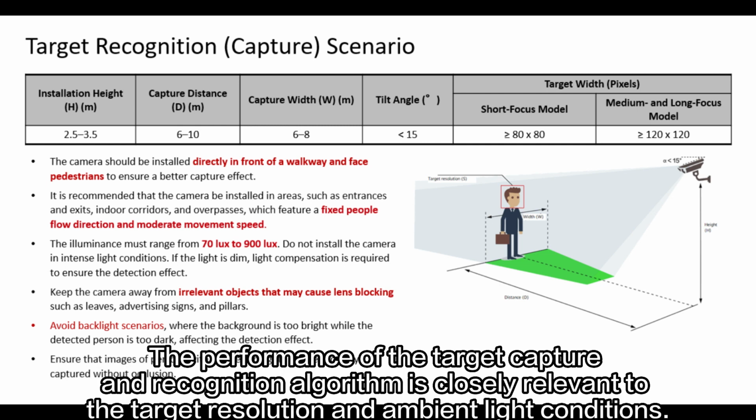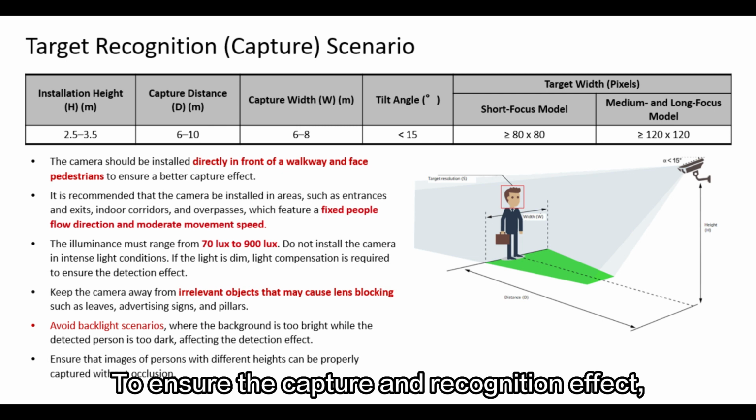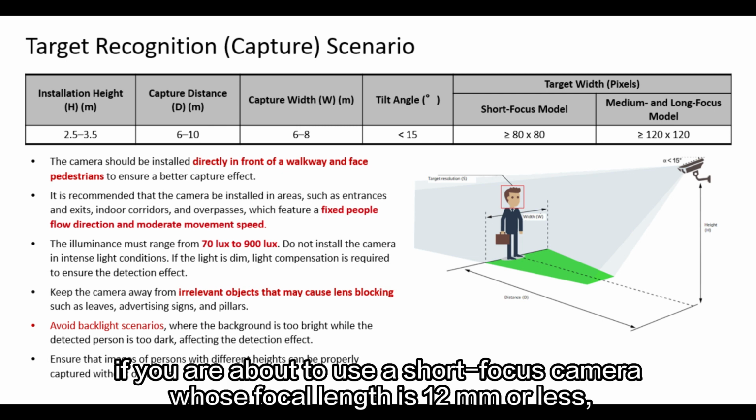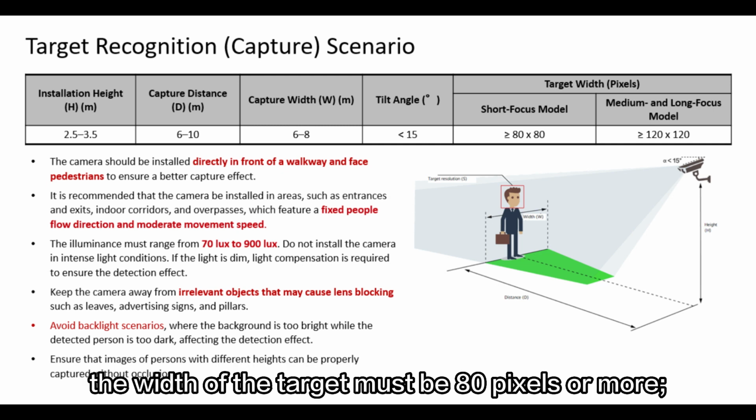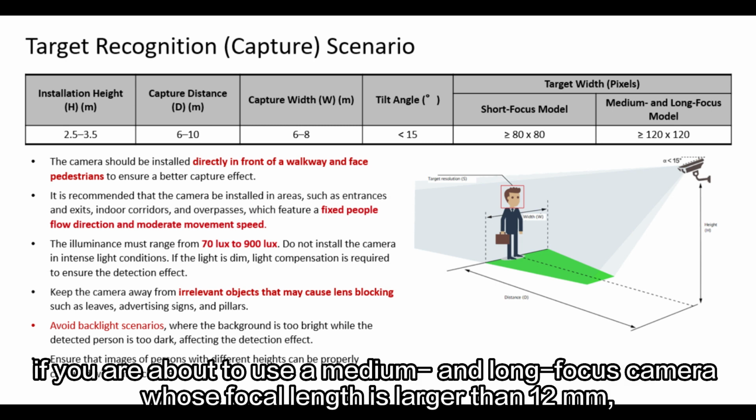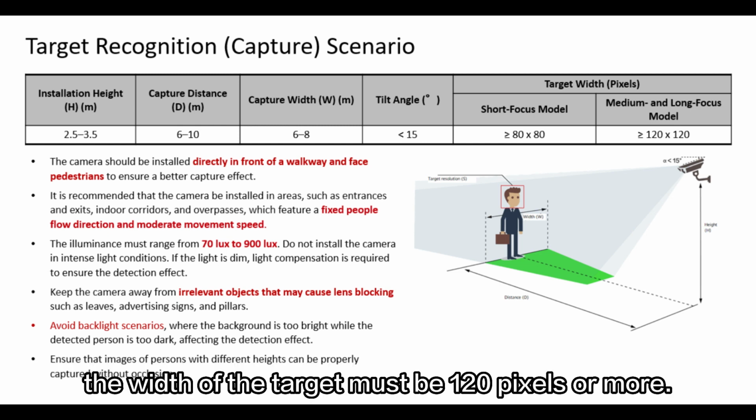The performance of the target capture and recognition algorithm is closely relevant to the target resolution and ambient light conditions. To ensure the capture and recognition effect, if you are about to use a short focus camera whose focal length is 12 mm or less, the width of the target must be 80 pixels or more. If you are about to use a medium and long focus camera whose focal length is larger than 12 mm, the width of the target must be 120 pixels or more.